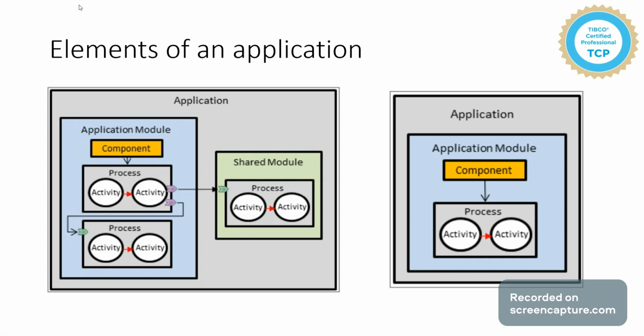What are the elements of an application? An application consists of an application module and/or a shared module. An application module will contain a component and have processes, in turn having activities, and these activities can depend on the shared module components.